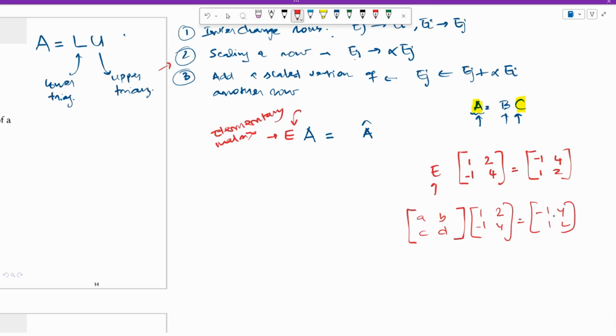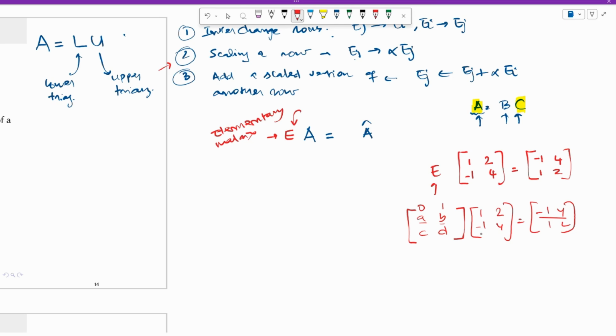I know the first row here will be a linear combination of these two rows, and the amount of first row I take and the amount of second row I take is given by A and B. So here, the first row of this A cap is simply the second row of A. That means I take 0 times the first row, 1 times the second row, I get this.